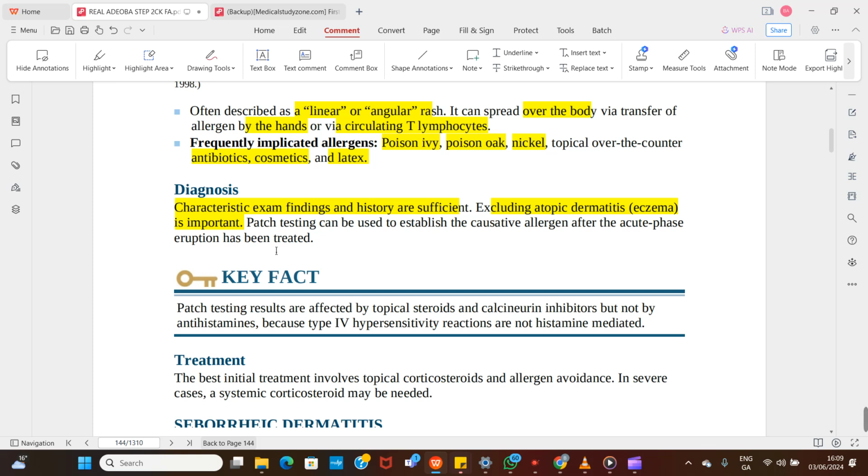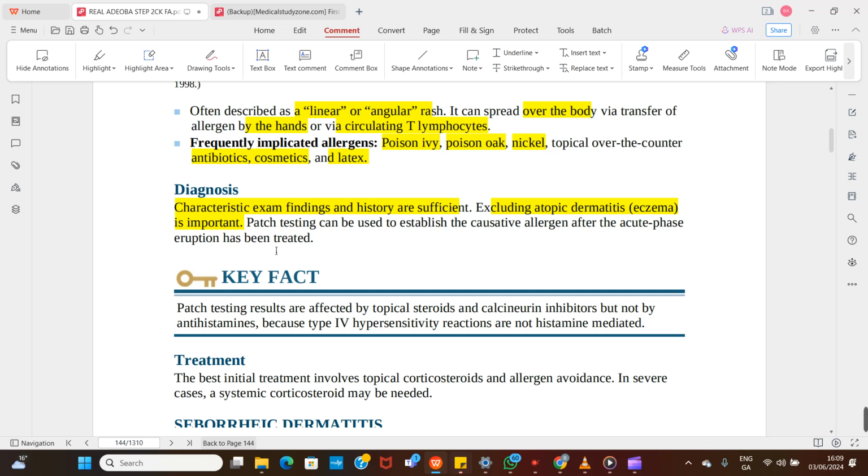After you have excluded atopic dermatitis, and you have obtained a history of allergic or atopic disease like atopic conjunctivitis, rhinitis, and asthma, and they're absent, then you know that what you are dealing with is likely to be contact dermatitis. Then you can do your patch testing.